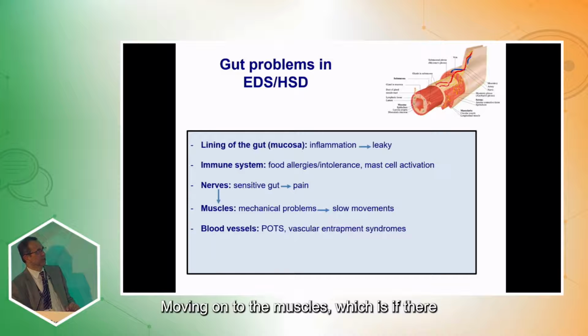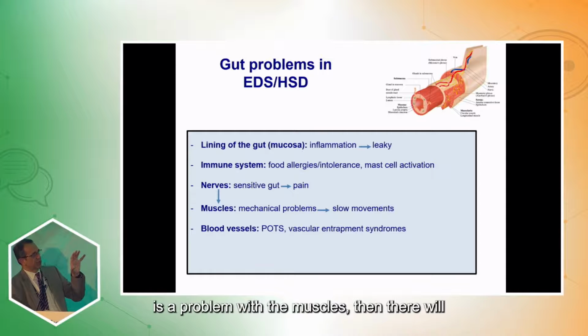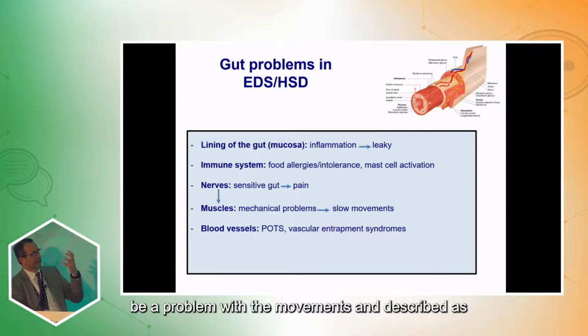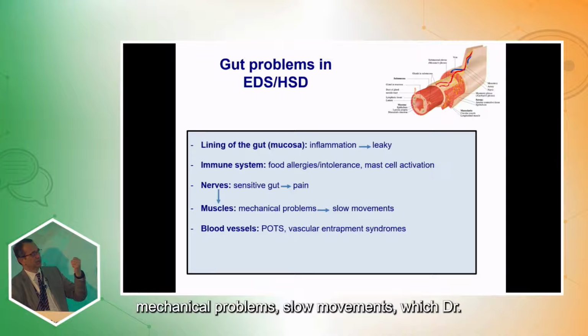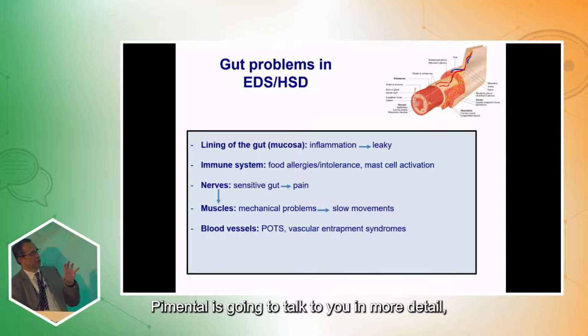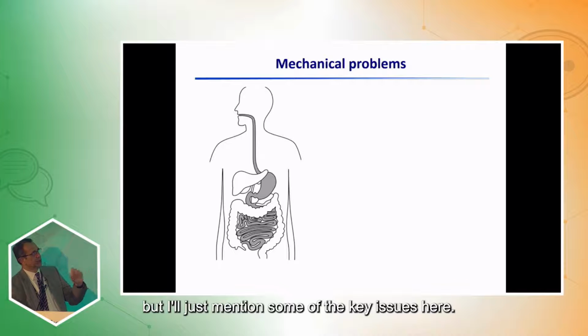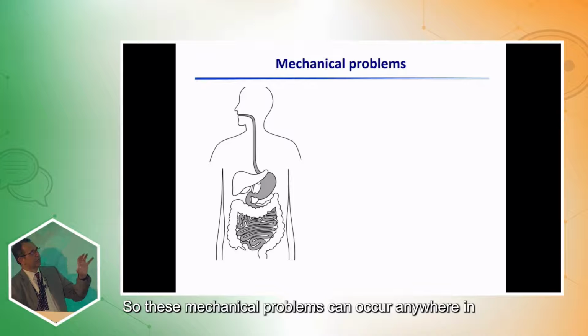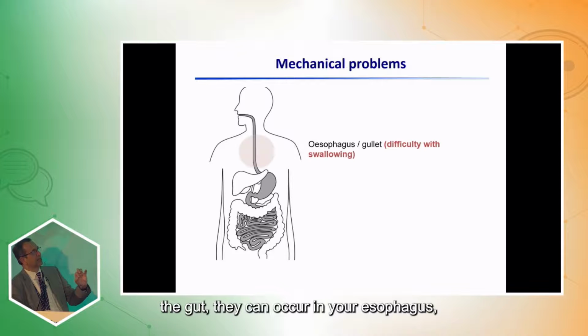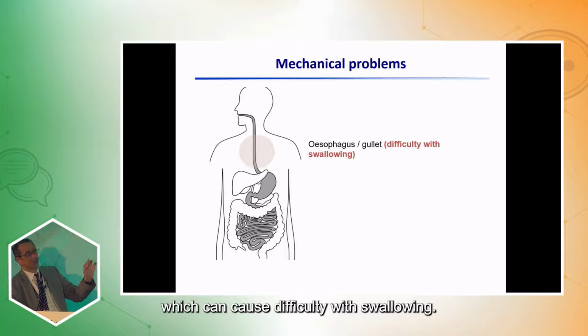Moving on to the muscles: if there is a problem with the muscles, then there will be a problem with the movements, and it was described as mechanical problems, slow movements, which Dr. Pimentel is going to talk to in more detail. But I'll just mention some of the key issues here. So these mechanical problems can occur anywhere in the gut. They can occur in your esophagus, which can cause difficulty with swallowing.